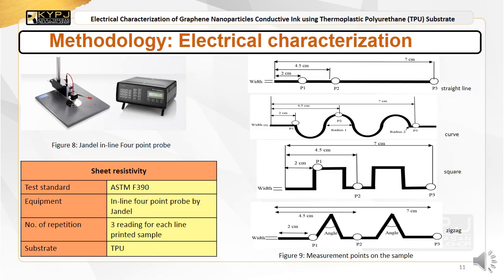The sheet resistance was determined by an in-line 4-point probe as shown in Figure 8, with 1 mm distance between each probe, using the ASTM F390 test standard as reference. Figure 9 shows the measurement points on the sample.